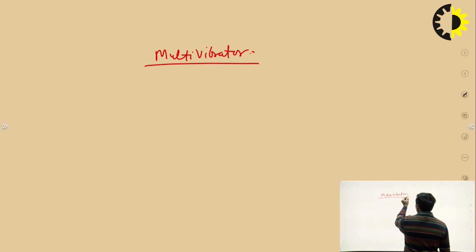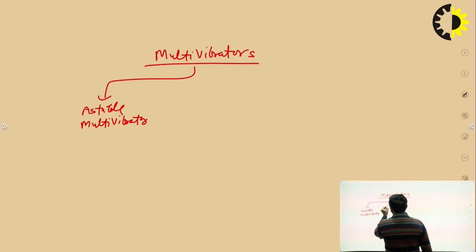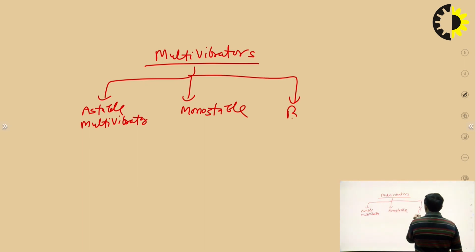Multivibrators are of three types. The first one is astable multivibrator. The second one is monostable multivibrator. And the third one is bistable multivibrator.